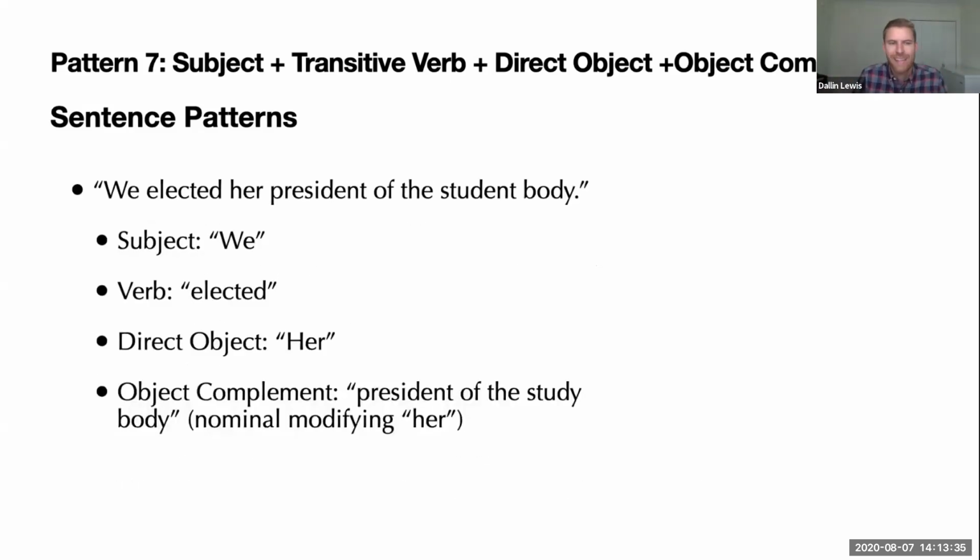Here's another example. We elected her president of the student body. We is the subject. What did we do? We elected. Who did we elect? We elected her. And we could potentially end a sentence there and have it make grammatical sense. We elected her. But if we want to define what we elected her to be, then we would add an object complement. We elected her to be president of the student body, which is the complement to her.